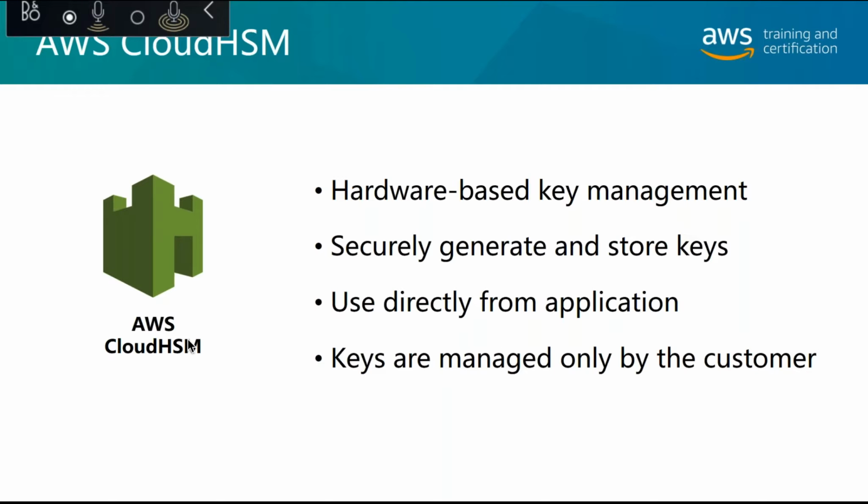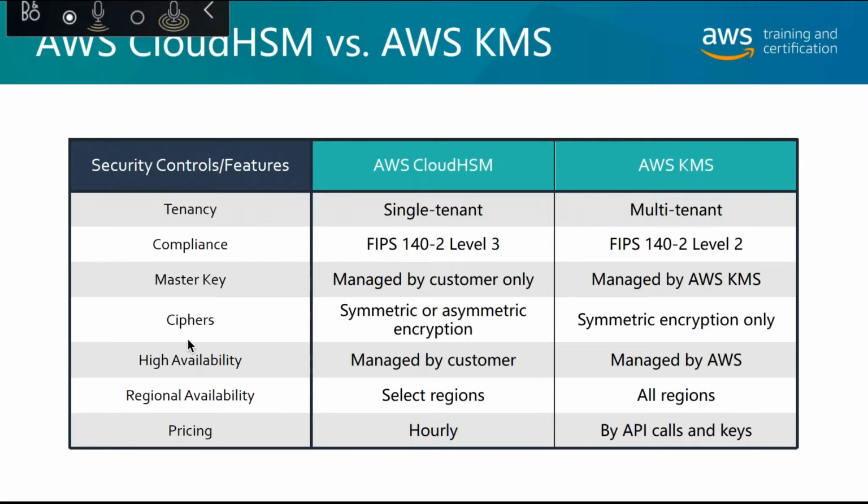Now, then you have CloudHSM, and that's a hardware-based key management system. So it's an appliance, and it can securely generate and store keys for you. Make sure you review the table. I gave you a copy of this table in the notes, so make sure that you review the difference between CloudHSM and KMS, and look at the second row where it says single tenant versus multi-tenant. The compliance level, FIPS 140-2 level 3, is with CloudHSM, whereas KMS is up to level 2.